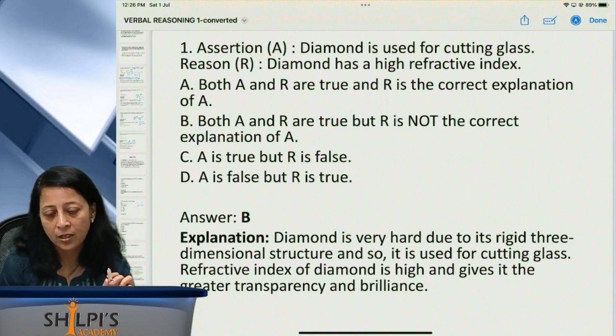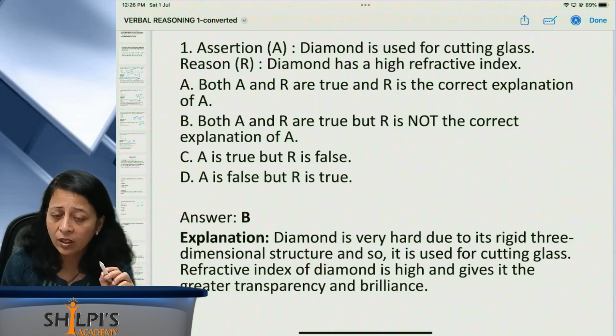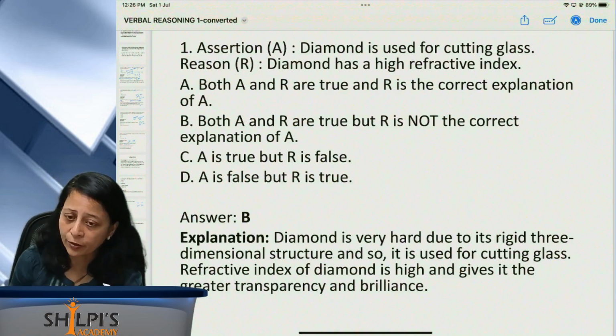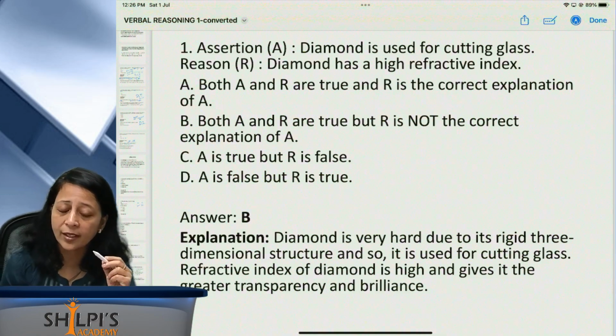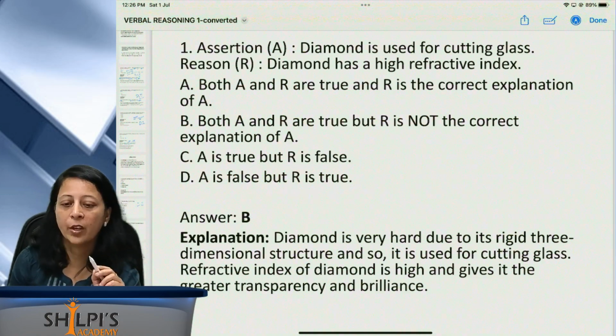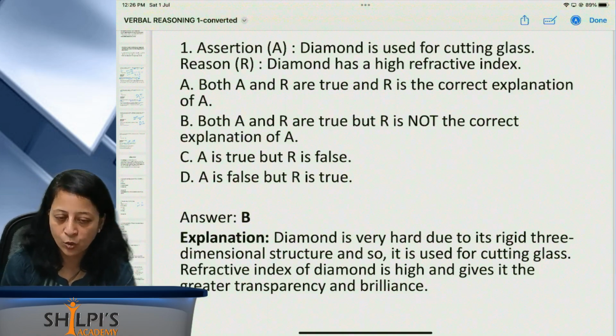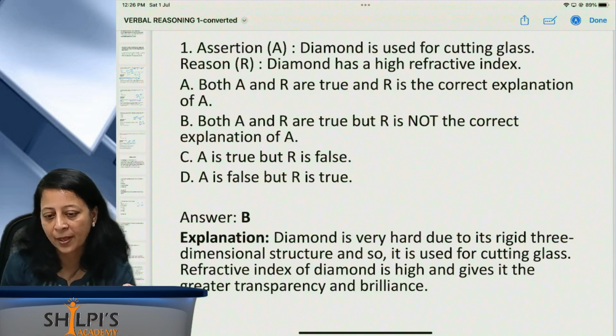Both are correct. The assertion is perfect, the reason is also perfect, but the reason has got nothing to do with your assertion, right? So, what answer do we have to give? Both A and R are true, but R is not the correct explanation of A.